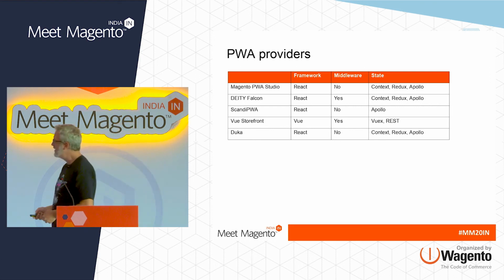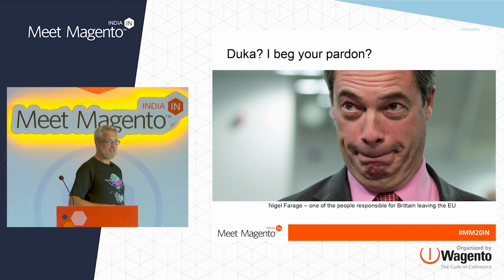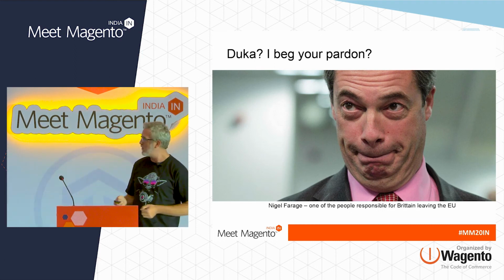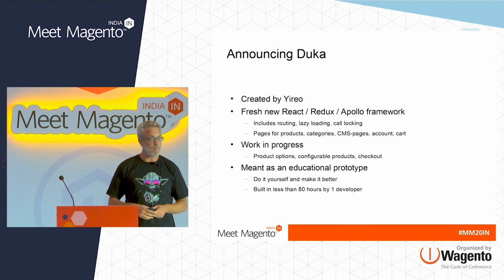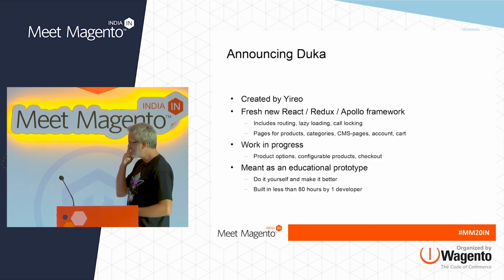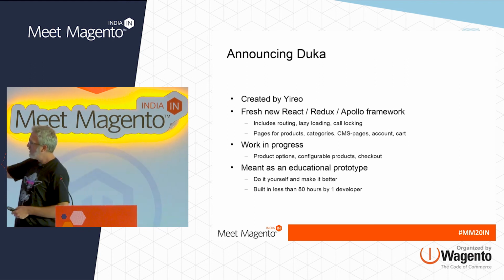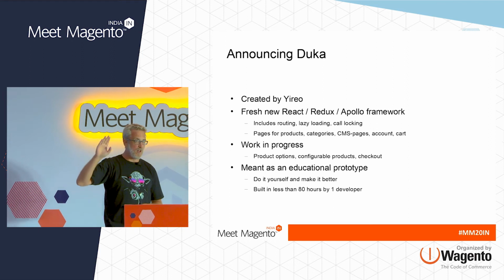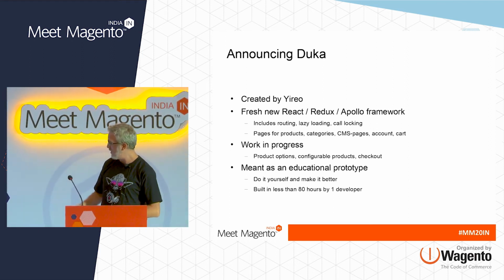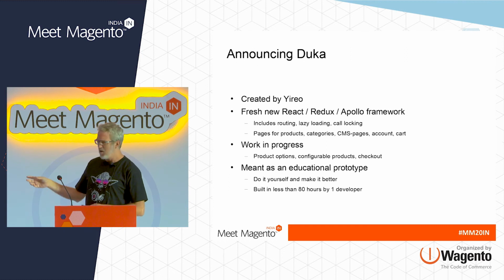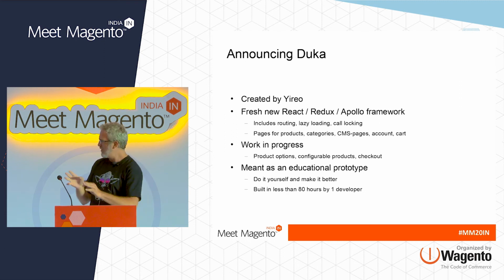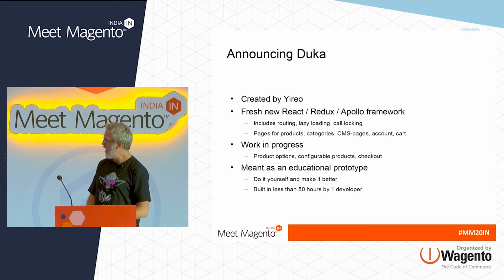Well, nobody did. So it's great news. I'm proud to announce basically this whole thing. There's a new solution coming up called Duca. And it's a fresh new React, Redux, Apollo-based framework. It's including routing, lazy loading, a thing called call locking, just to make sure that if you add something to cart, it doesn't happen twice. And there's a lot of nifty, cool features in it. There's pages for products and categories and CMS pages. And there's still work in progress: product options and configurable products and checkout, who cares?